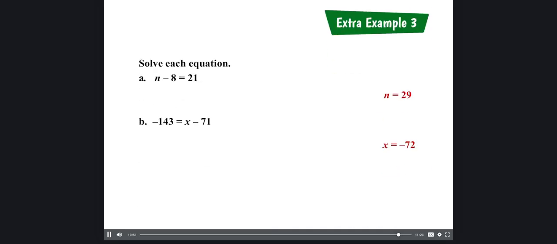The answer to problem A is n equals 29. The answer to problem B is x equals negative 72.